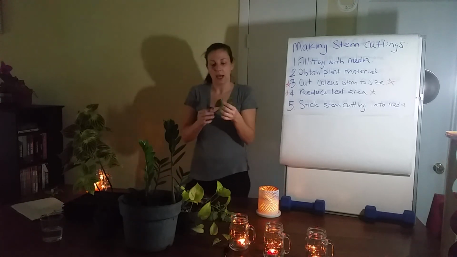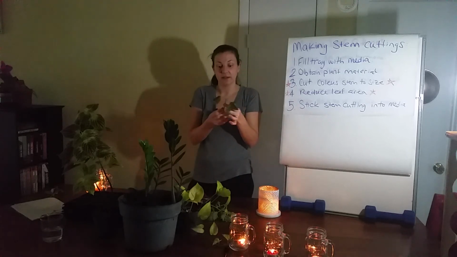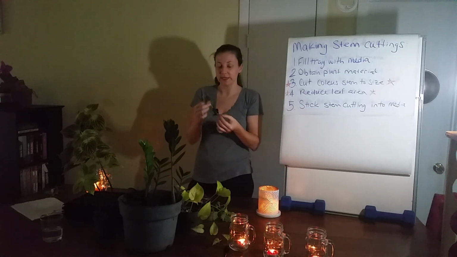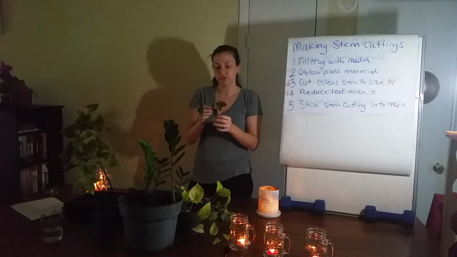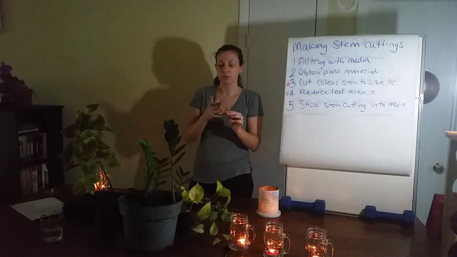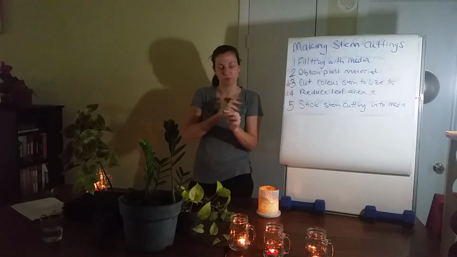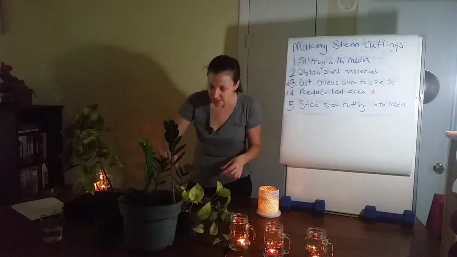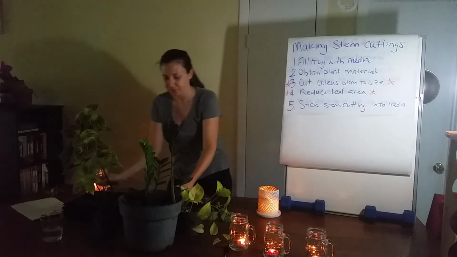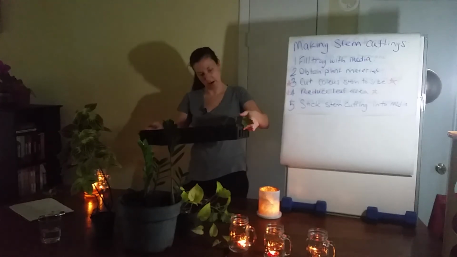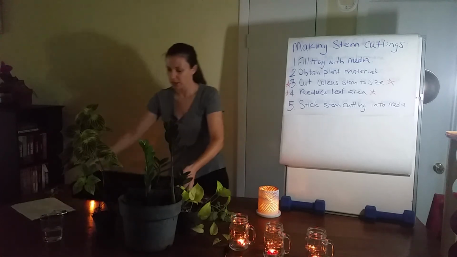Now this is going to reduce the amount of transpiration. This plant doesn't have roots yet, and so it has a little bit of trouble trying to get moisture inside of the plant. And so in order to allow it to put more energy into root production and not desiccate before it's done so, we want to reduce the leaf area so there's less transpiration. So then you're just going to take this, stick it straight into the media. And you want to make sure that the leaves are still above, so about an inch in.